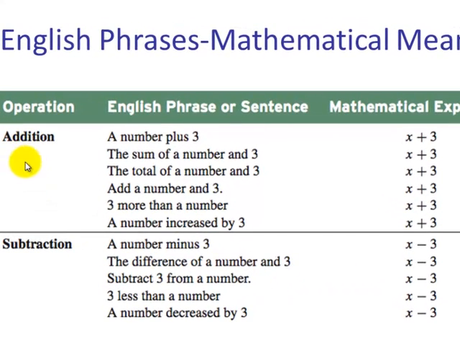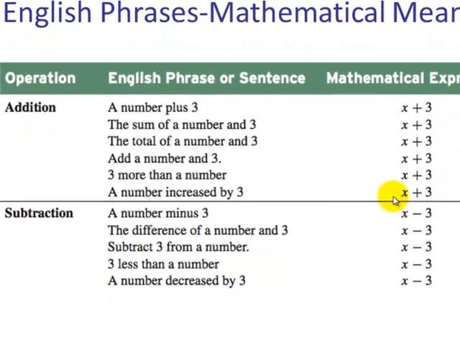So for the operation addition, we could use the word plus. This is an important word, sum. So sum means the addition of two numbers. Total also means addition. 3 more than a number means x plus 3. A number increased by 3 is x plus 3. So all these different English phrases actually are equivalent to the same mathematical expression.